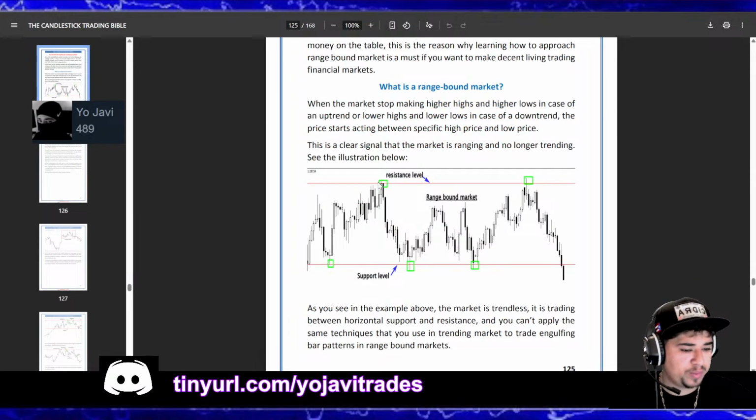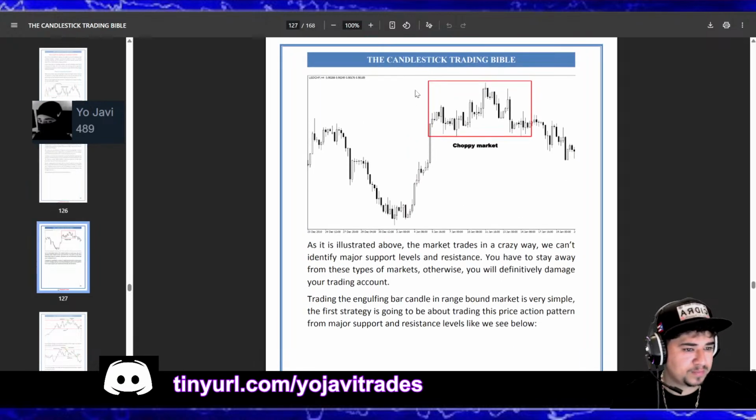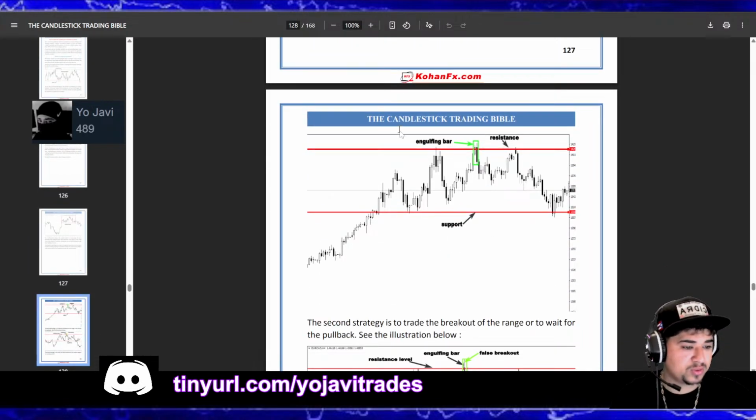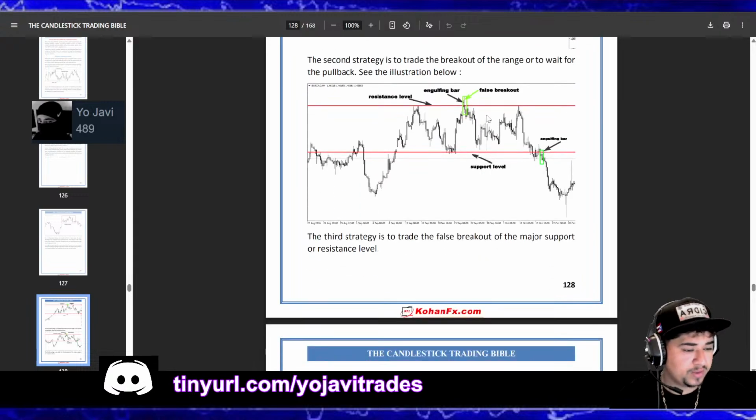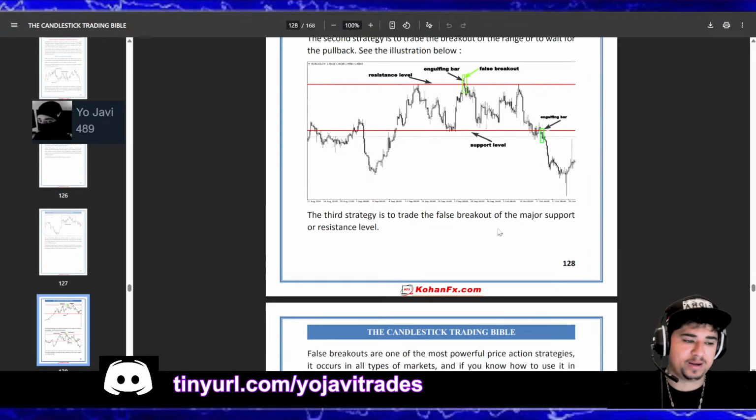Well, number 1 would be just off of the levels, right? Support and resistance, off of those levels. That's number 1. In a choppy market, you don't take it, so that's not number 2. False breakout would be number 2, and a breakout number 3. Okay, all right, I got it. False breakout number 2, and the actual breakout number 3. So those are the 3 ways to trade the engulfing bar in a ranging market. Inside of it, false breakout and a breakout.